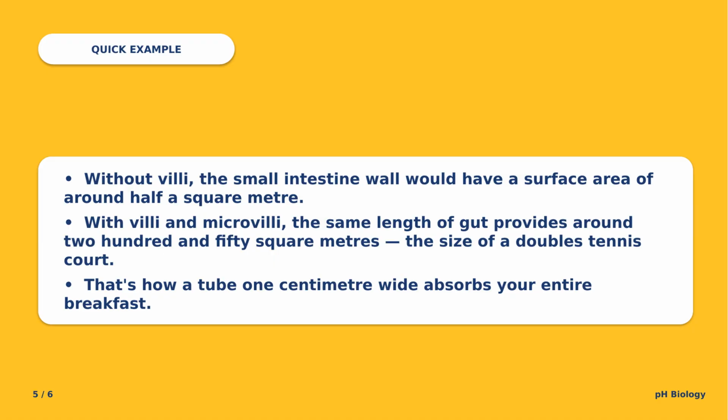Quick example: without villi, the small intestine wall would have a surface area of around half a square meter. With villi and microvilli, the same length of gut provides around 250 square meters, the size of a doubles tennis court. That's how a tube 1 centimeter wide absorbs your entire breakfast.